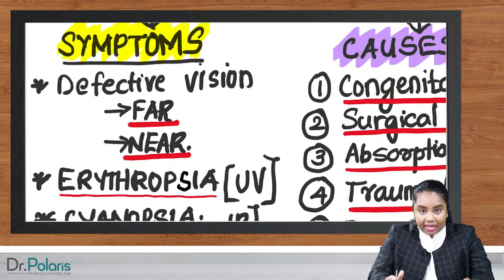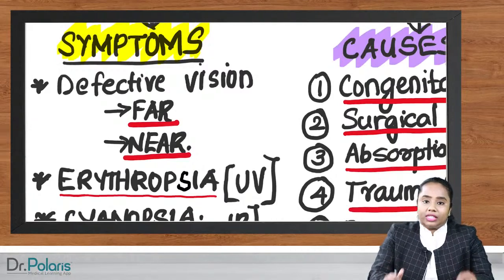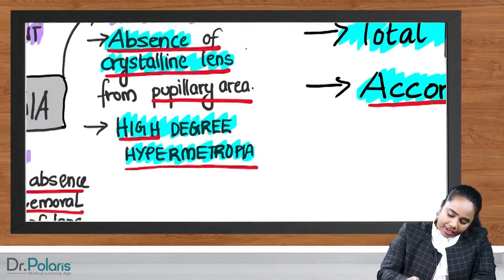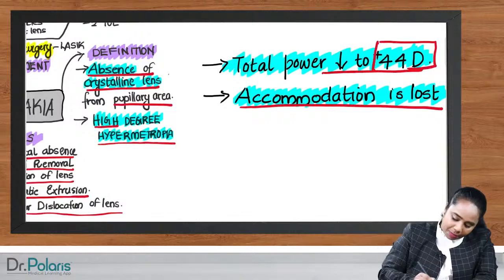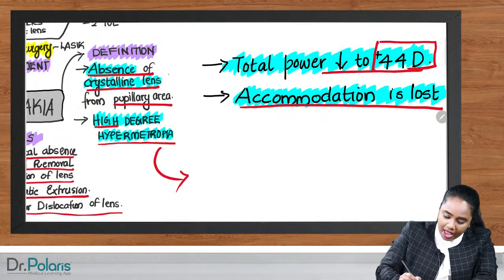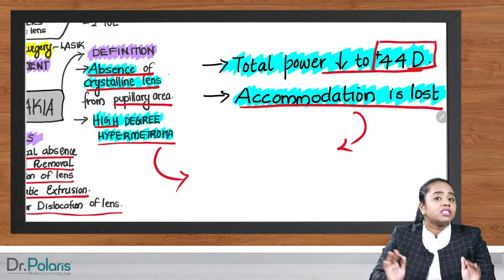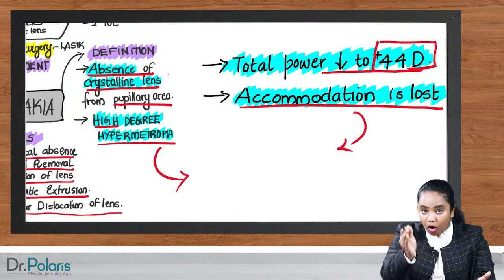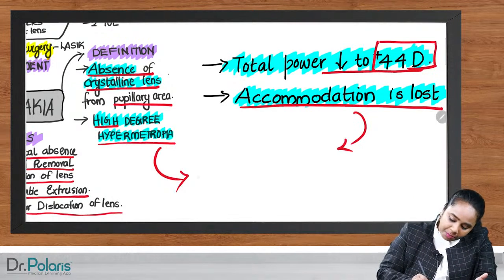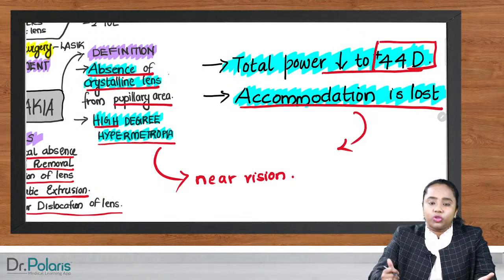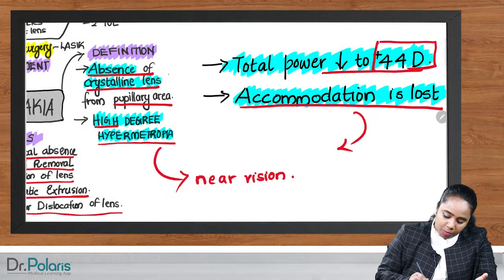Now, why is it like that? This is because of two reasons. Let us go back to the definition, the second point as well as the last point. The patient is going to have high degree hypermetropia as well as loss of accommodation. High degree hypermetropia means long-sightedness. The patient will be able to see far away objects properly, but has a problem with near vision. Near vision, the patient is not able to see. Long-sightedness, only far away objects the patient is able to see. That is why the patient has a problem with near vision.